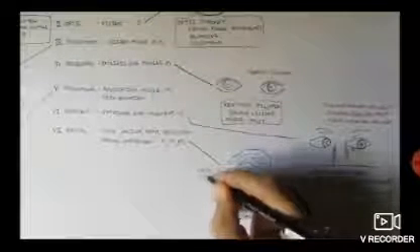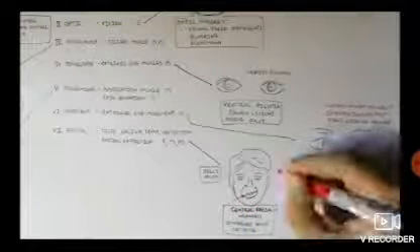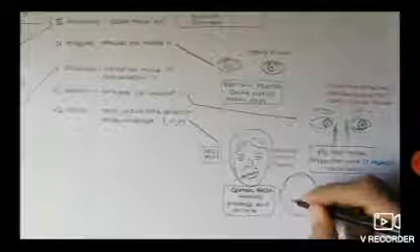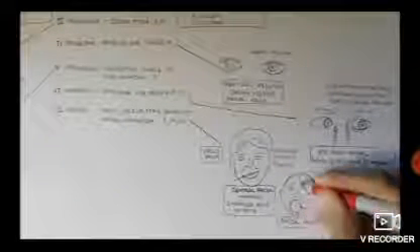Then the assessment is to ask the patient to raise the eyebrows, show teeth, smile, close the eyes tightly, and puff the cheeks. These are the motor tests for the facial muscles. Then for taste, we test sweet, salty, sour and bitter. We give these types of taste to the patient.